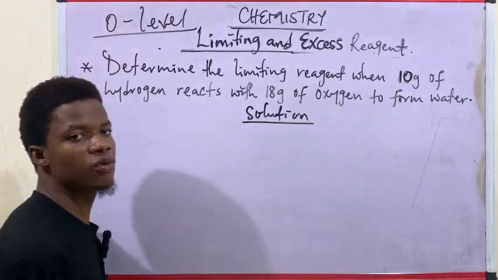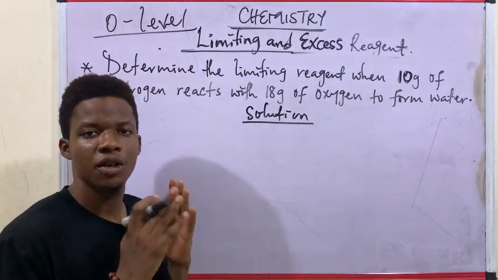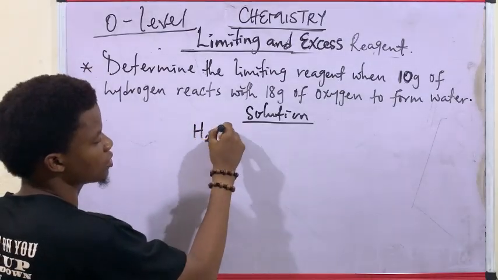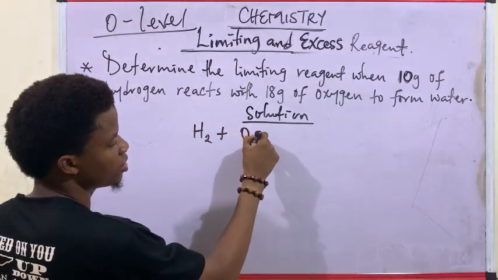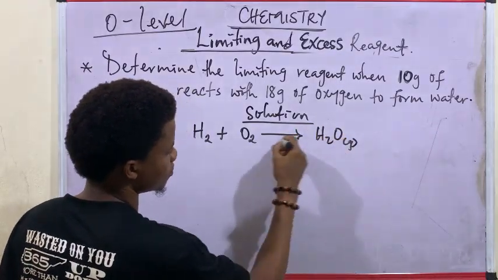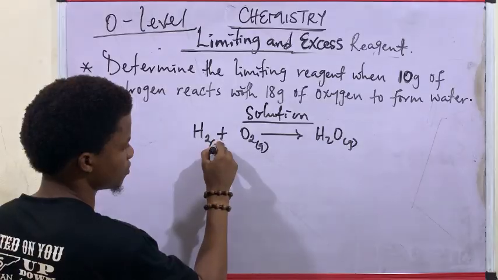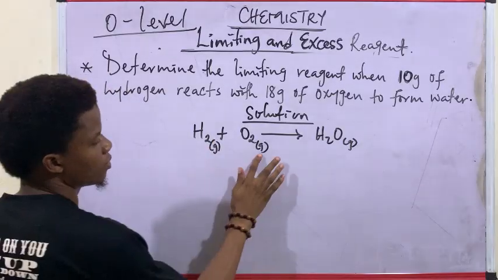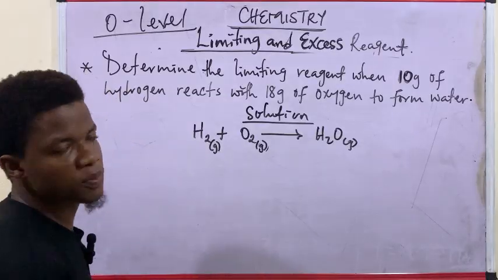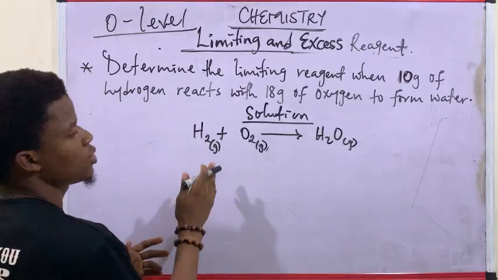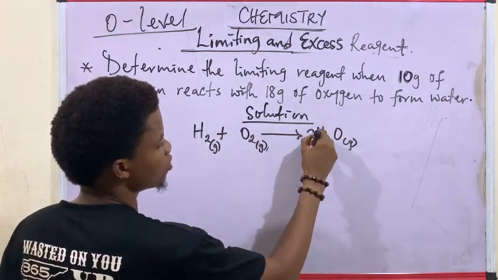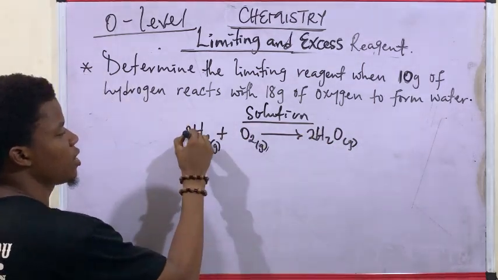First and foremost, you need to write the balanced chemical equation for this reaction. So this is hydrogen, a diatomic molecule, reacting with oxygen to give us what? Water. So now, to give us water. So now, let us balance the equation. How do we balance it? So you have two hydrogen here, so you have one oxygen, but two oxygen here. So put 2 here, hydrogen becomes 4, and then we'll put 2.